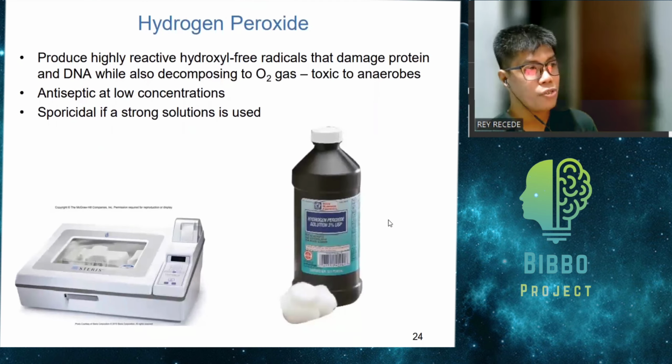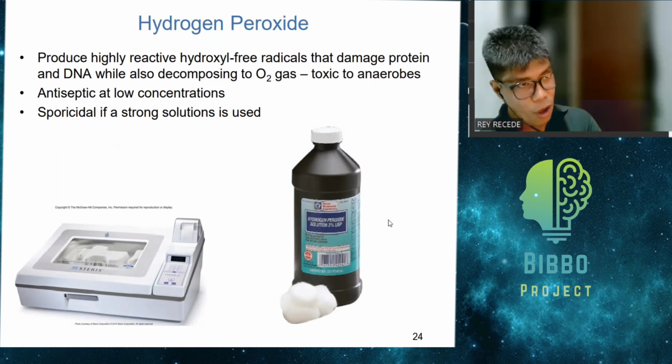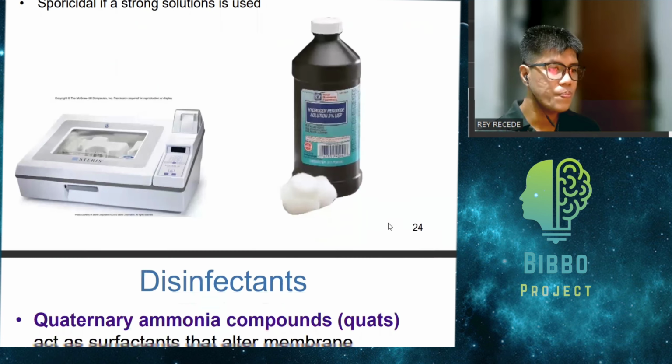Hydrogen peroxide produces highly reactive hydroxyl free radicals that damage protein and DNA while also decomposing to oxygen gas, and they are toxic to anaerobes. It is an antiseptic at low concentrations and sporicidal if a strong solution is used.